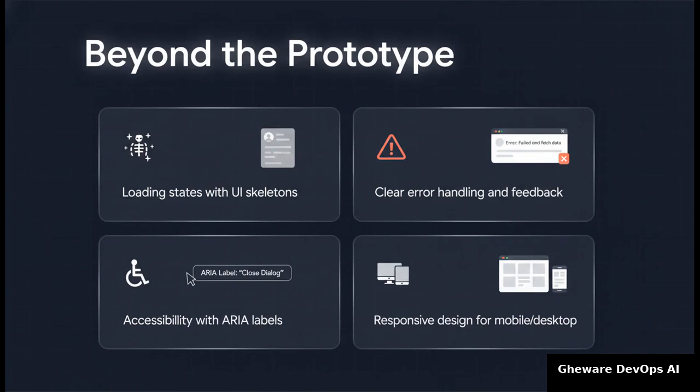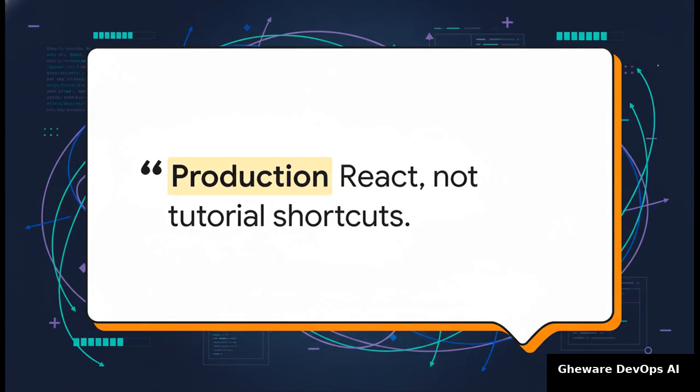But it's not just about the libraries. It's the little things, right? Kiro isn't just spitting out hello world code. It's building in things you actually need for a real application. Like we get loading skeletons, proper error handling, ARIA labels for accessibility, and of course, it's fully responsive. It's the whole package. And that's the whole point. This is production React, not tutorial shortcuts.